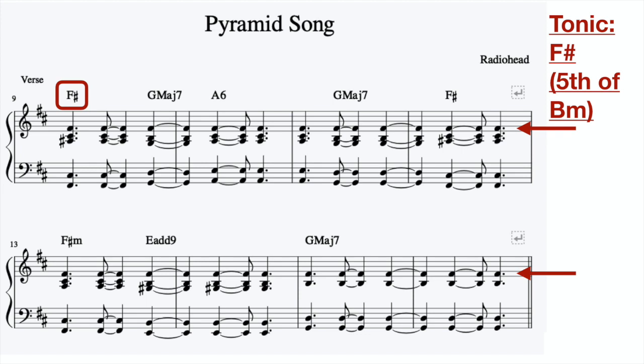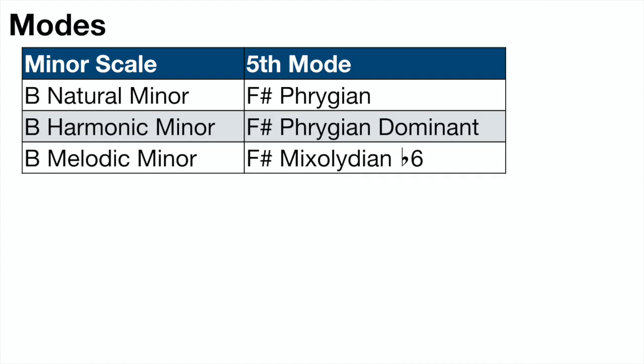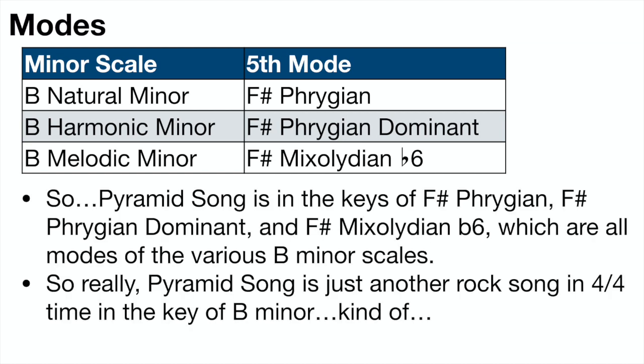So, now all we have to do is figure out the fifth mode of the B natural, harmonic, and melodic minor scales. And they are F sharp Phrygian, F sharp Phrygian dominant, and F sharp Mixolydian flat 6. Okay, so Pyramid Song is in the key of F sharp Phrygian dominant, and F sharp Mixolydian flat 6, which are all modes of the various B minor scales. See? Easy. But really, if you followed all that, well done.